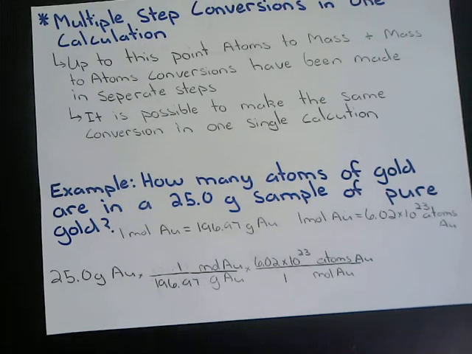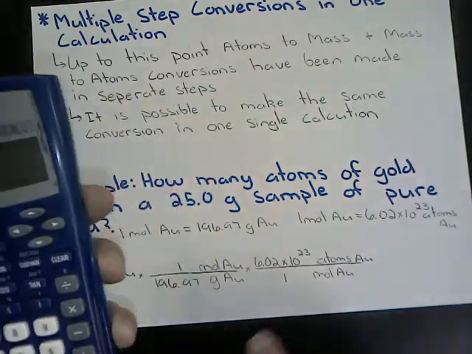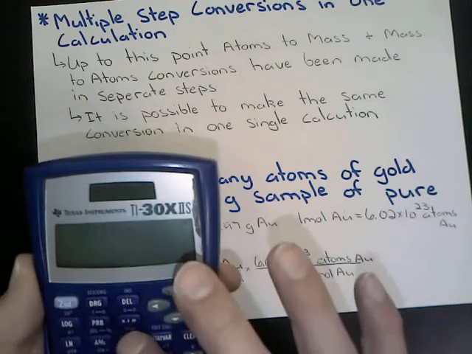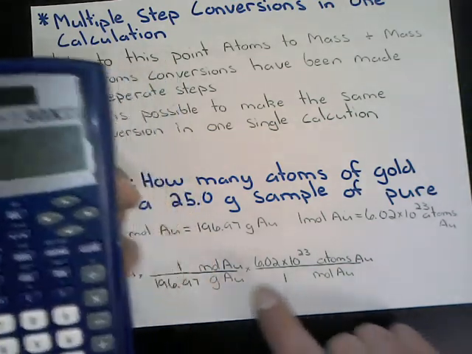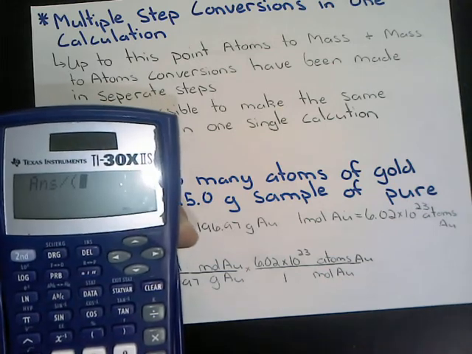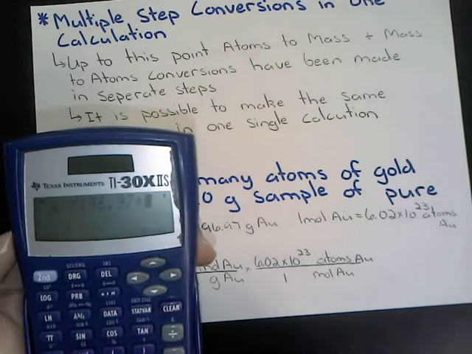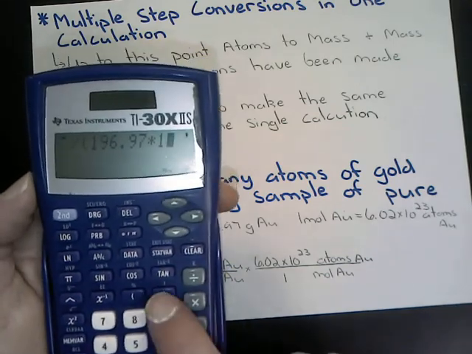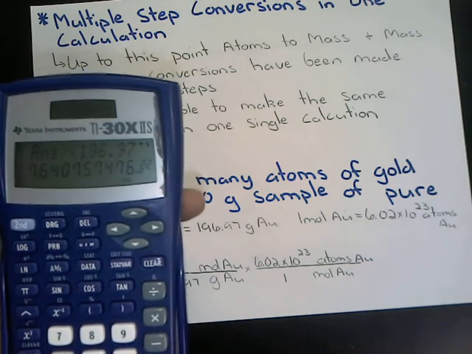I'm going to divide it by everything multiplied on the bottom. The key thing here is parentheses throughout this entire process. So in my calculator, I take 25 times 1 times, and this is key, parentheses, 6.02 times 10 to the 23rd, and press enter. Now this is one calculation. I need to divide it by everything multiplied on the bottom, so I'm going to open up a set of parentheses. That is really key. I type in 196.97 times 1, close my parenthesis, and press enter. And looky there, I get 7.64 times 10 to the 22nd atoms of Au.